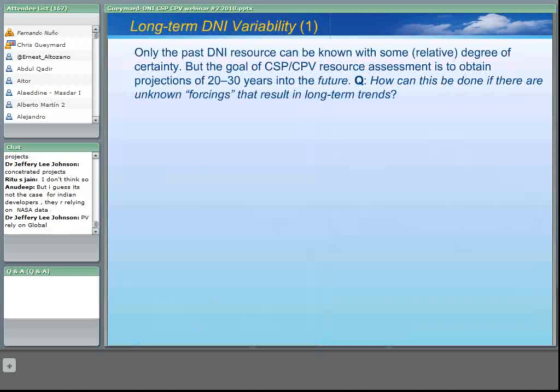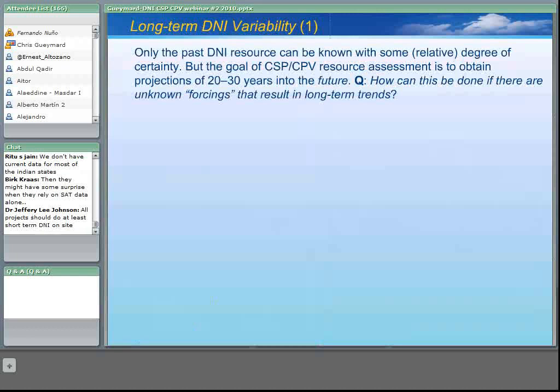Now, the long-term variability. The problem is that we don't know much about the past DNI results because there are only a few sites in the world that have been measuring DNI. So, because the goal of CSP and CPV resource assessment is to obtain projections over the next 20 or 30 years, what can we do?